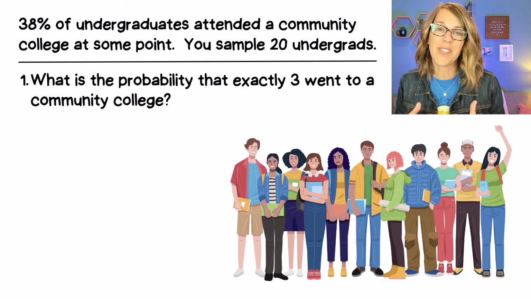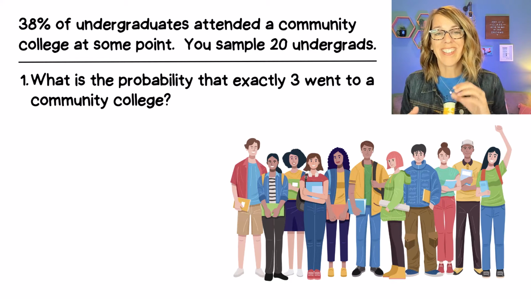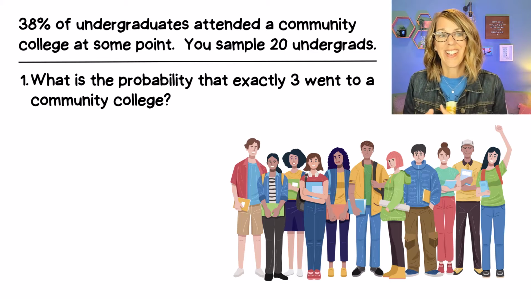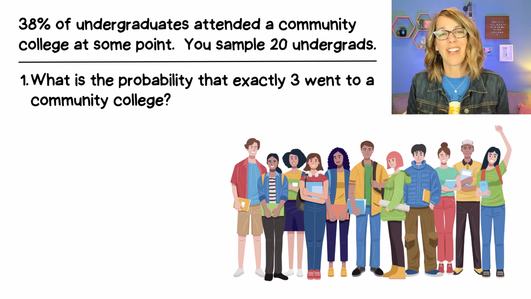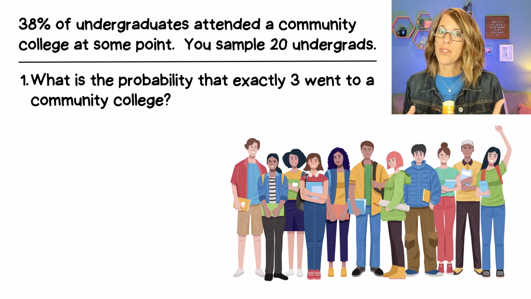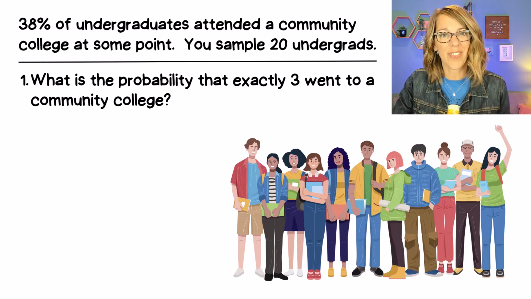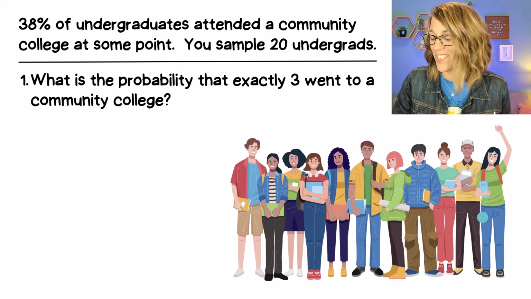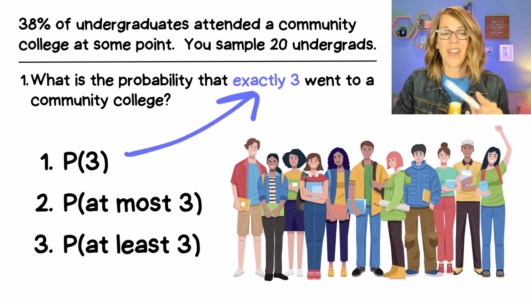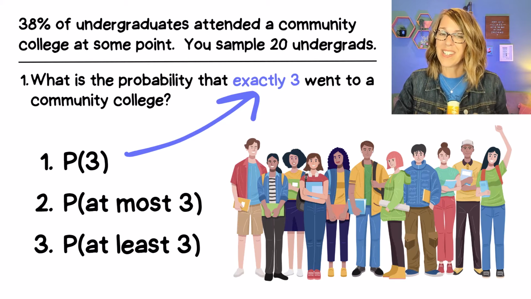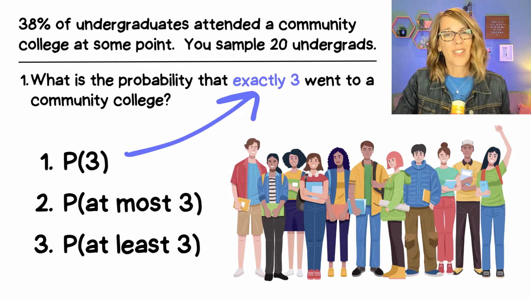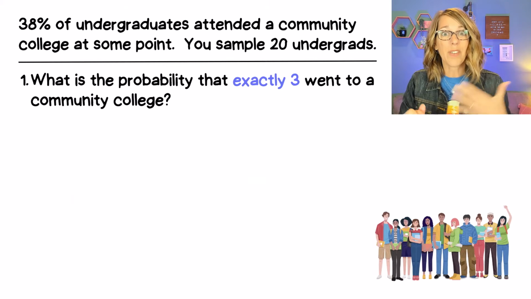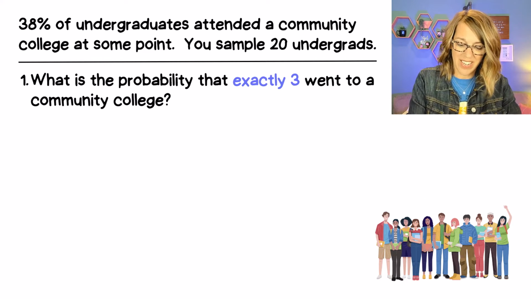The very first thing that we want to do for this binomial probability is to decide what a success is. So we've got 38% of undergraduates attended a community college at some point. We're going to sample 20 of them, and we want to know the probability that exactly 3 attended a community college. Now I'm also going to do at most 3 and at least 3, but exactly is a great place to start. So a success is going to be one of those students attending a community college.